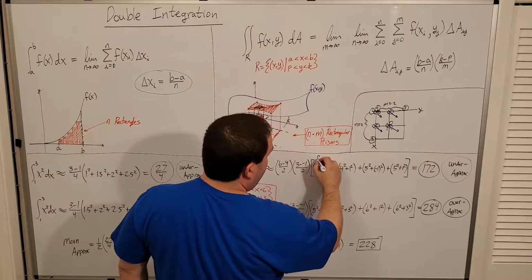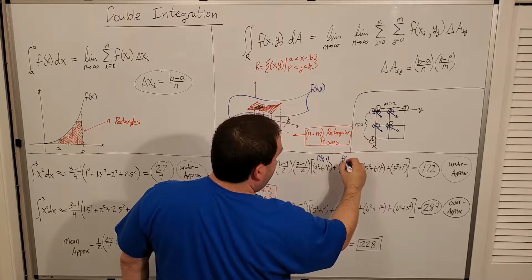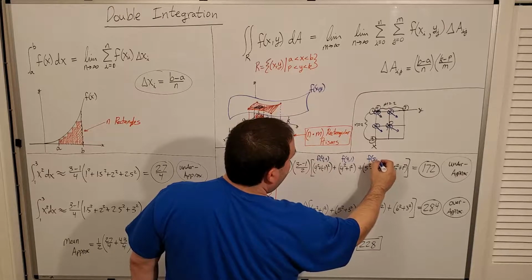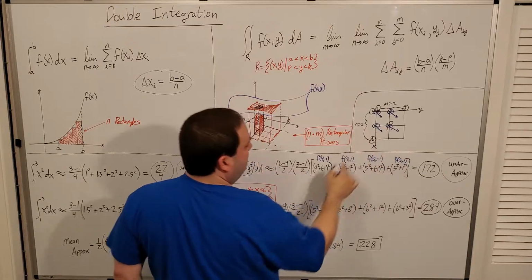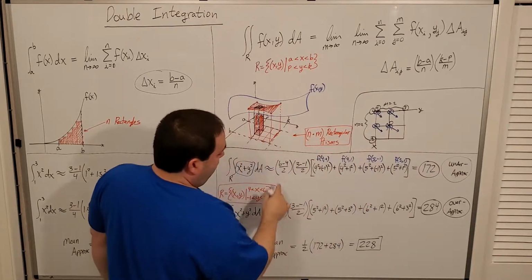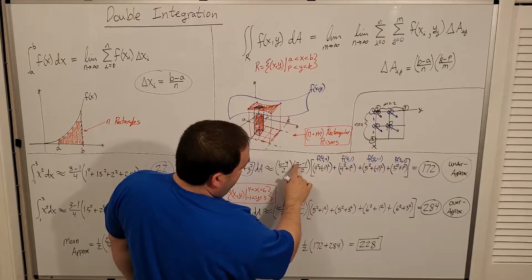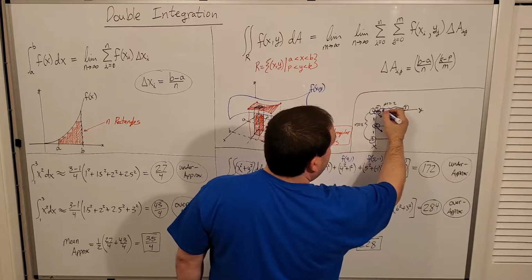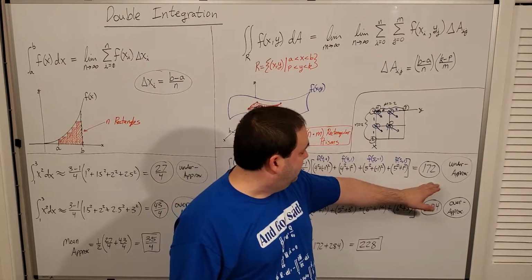Notice right here, this is f of 4, negative 1. That's this point right here. This right here is f of 4, 1. That's here. This is f of 5, negative 1, which is here. And this is f of 5, 1, which is here. And then multiply these heights by the area of one of these things right here. Notice this is going to be 2 over 2, which is 1. And the width of each of these rectangles is 1. And 3 plus 1 over is 4 over 2, which is 2. So the width right here is 2 and 2, the width of those rectangles, like that.